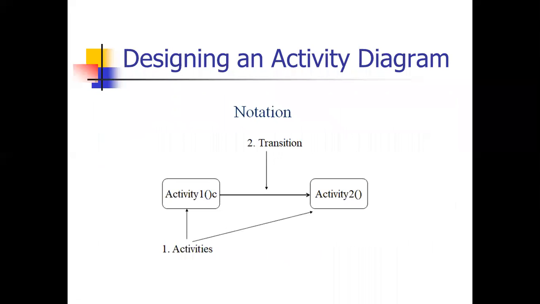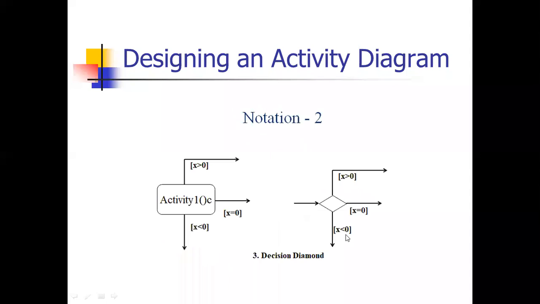The first notation: see how activities are represented inside this rounded rectangle. Here you can see activity 1, activity 2. These are the activities, and the arrowhead between them indicates the transition. These two activities are rendered in rounded rectangles. So this is the notation for an activity, and this is the transition. Then the second notation is the decision diamond.